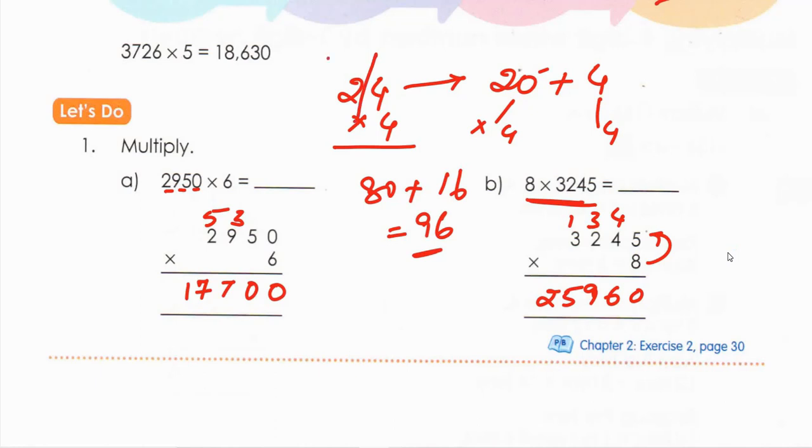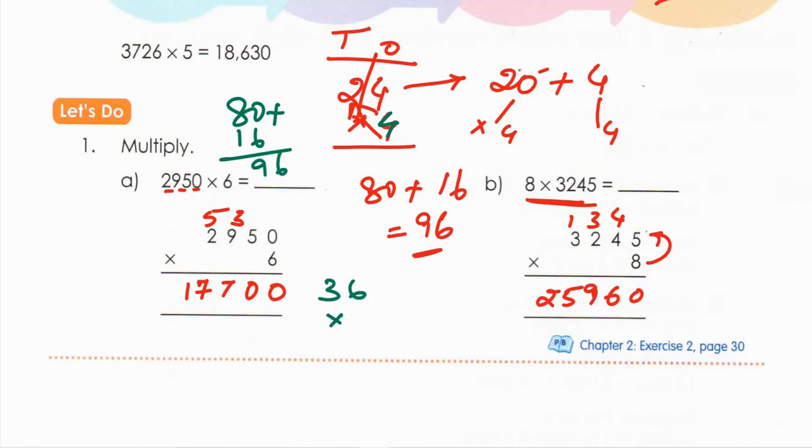This is your ones place, this is your tens place. So first you multiply this. 4 2s are 8. It is in tens place. So you remember 4 2s are 8 into 10, 80 plus 4 4s are 16. 80 plus 16, how much? 96.